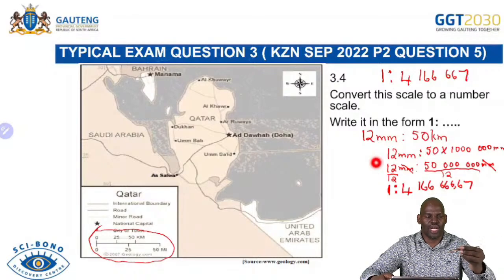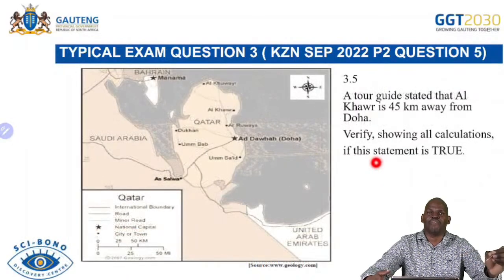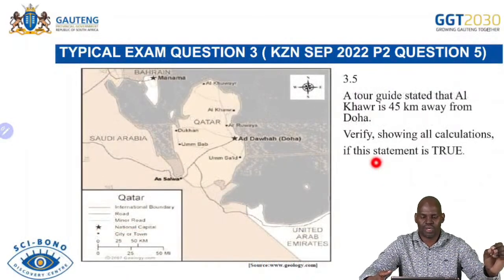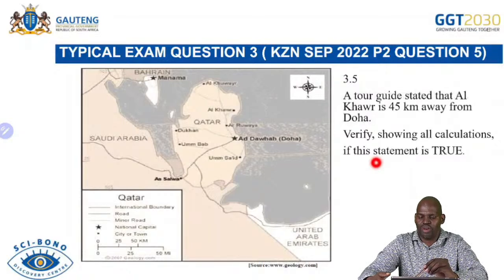Okay, then the next question is 3.5. It is based on the very same map. It says a tour guide stated that Al Khor is 45 kilometers away from Doha. Verify showing all calculations if this statement is true.